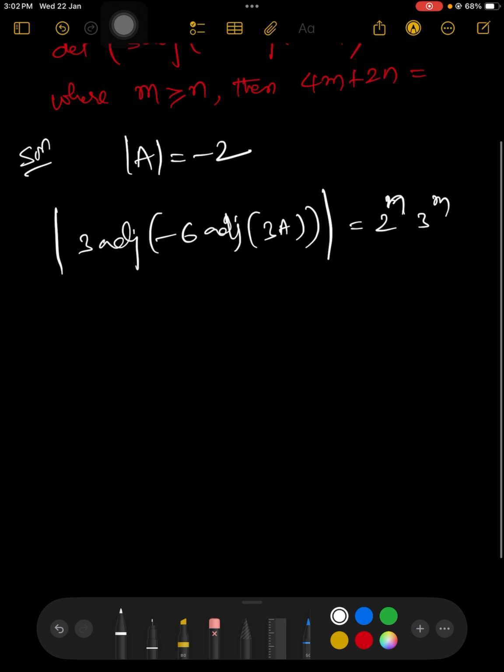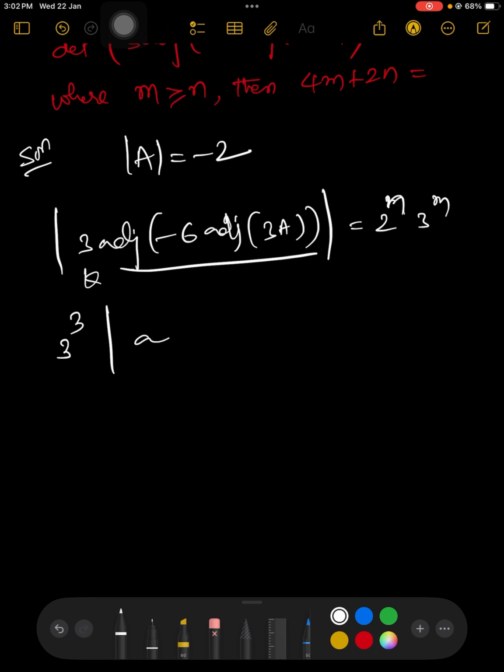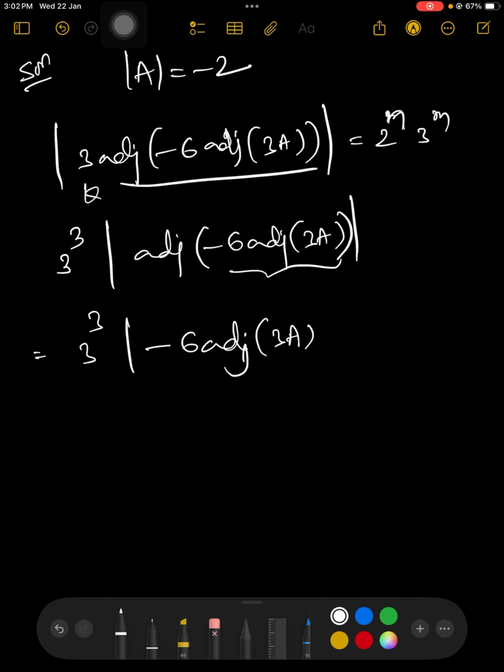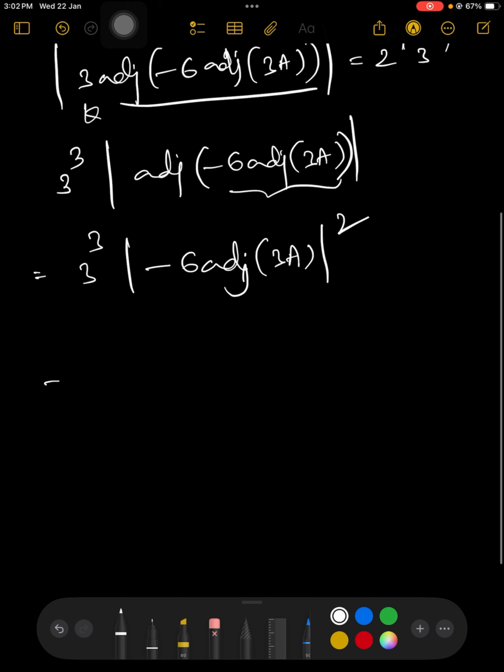Now this is in the form of det of kA. In the case of det of kA, this is nothing but k power n into det A, right? Now this is 3 cube. Now the determinant of adjoint A is nothing but det A whole power n minus 1, which is det of A whole power 2, that is, (-2) square. So that is 3 cube, and now (-6) whole square, which is positive.